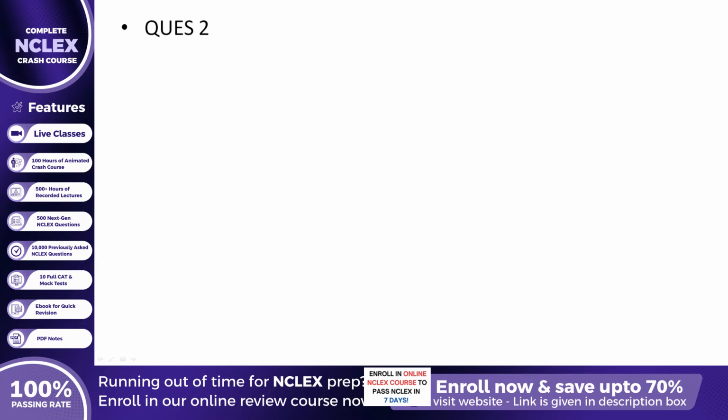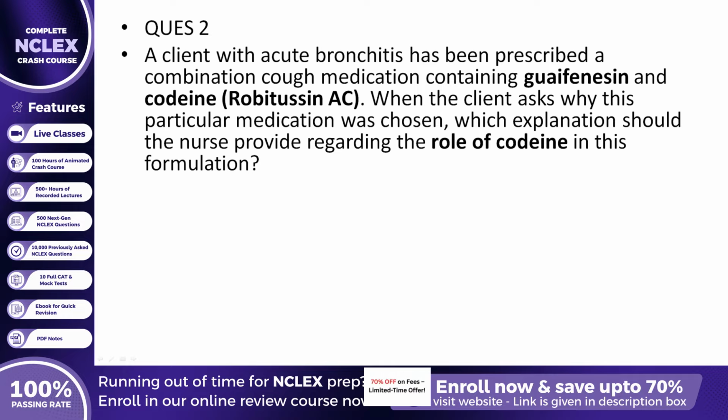Let us now move into an important respiratory pharmacology question that challenges your understanding of combination cough medications. A client with acute bronchitis has been prescribed a medication containing guaifenesin and codeine, commonly known as Robitussin AC. When the client curiously asks why this specific medication was chosen, the nurse must provide an accurate explanation regarding the role of codeine in this combination. The options are as follows.